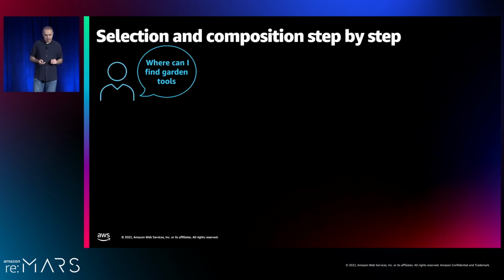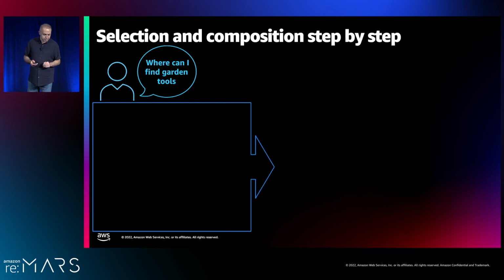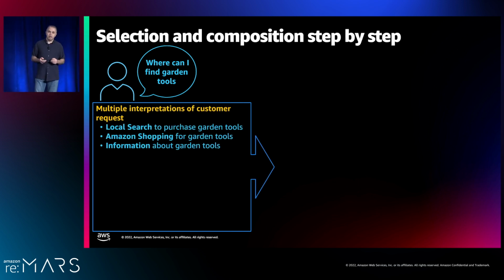So here is an example. The customer says, where can I find garden tools? There may be, as I said, multiple interpretations of this request. Customers may want to do a local search on garden tools, like local stores. They may be shopping at the Amazon store. Or they may be simply wanting to know more about garden tools. So there are different interpretations, not one.